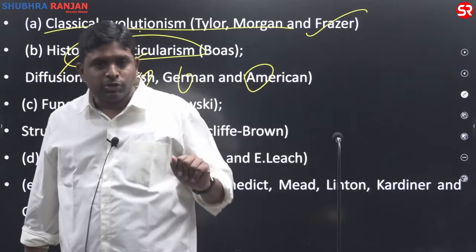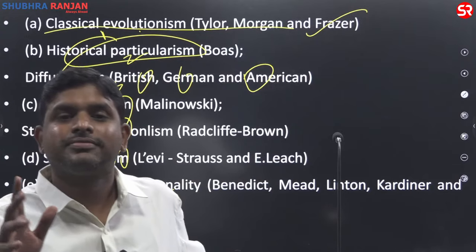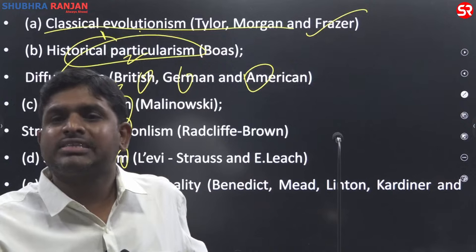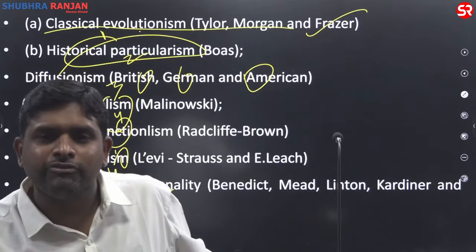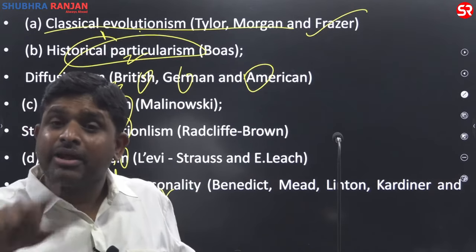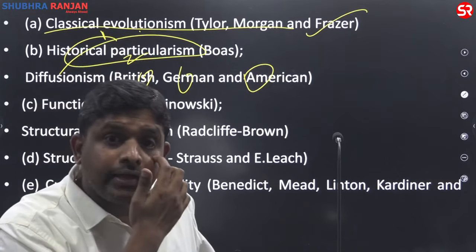If it's a 10 marker question, then you should not write individual contributions. Three people together gave the school called classical evolutionism. Hence, the classical evolutionism contributions are 1, 2, 3, 4, 5, 6, and their criticism. 20 marker individually, 15 marker individually, but 10 marker to the point directly.